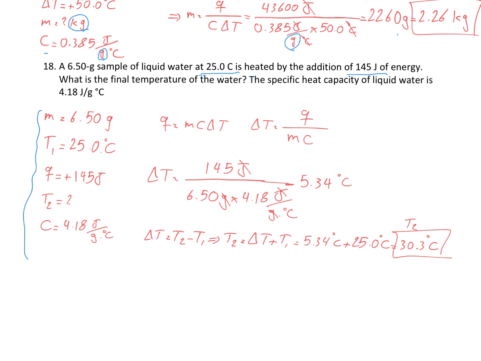What is the final temperature? So we are looking for T2 or TF, and C is also given. Again, it's T1 and T2. We have to find delta T. So we solve the Q equals MCΔT equation for delta T, and that's Q over MC. You plug in the numbers, and your delta T is 5.34, and delta T is T2 minus T1. So you solve it for T2, that's delta T plus T1, and your final temperature is 30.3.